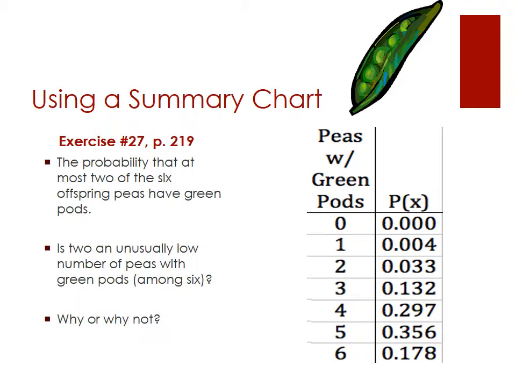So we're asking several questions here. So we're looking at the probability of getting that. Then we're asking, is 2 an unusually low number of peas with green pods among 6? And then what is the reasoning for our decision? So let's take a look at this.